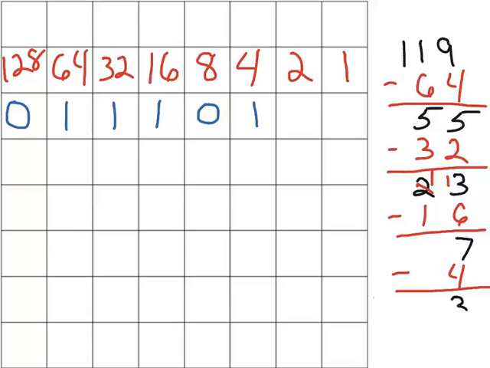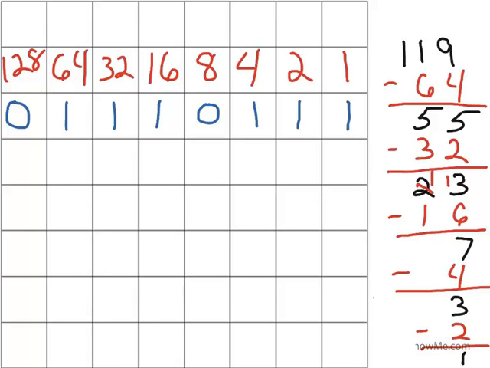And then I ask myself, which one of the red numbers comes close to 3 without going over it? The answer to that is going to be 2, so I put a 1 underneath the 2. And I repeat, I subtract 2 from 3, and I'm left with a 1. And obviously, which number comes closest to 1 without going over it is going to be my last place of 1. So 119 in binary is 0, 1, 1, 1, 0, 1, 1, 1.